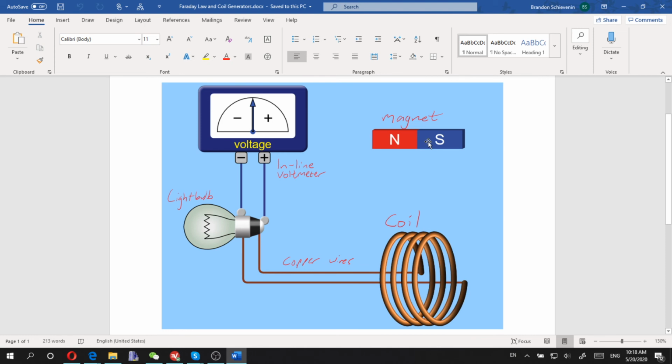What I want you to do is when you open up the lab, kind of drag the magnet around, put it in a bunch of different places, and see what makes the light bulb end up burning the fastest. What would you have to do with the magnet in relation to the coil in order to get the light bulb to light?